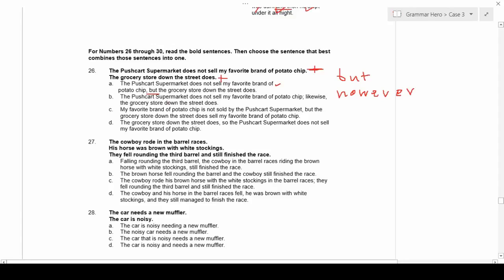The pushcart supermarket does not sell my favorite brand of potato chip. Likewise, the store down the street does. Likewise means similarly or in the same fashion. Well, these are opposites, so this one doesn't make any sense. My favorite brand of potato chips is not sold by the pushcart supermarket, but the grocery store down the street does sell my favorite brand of potato chips. Unlike this one, it's wordy. Okay? So we can eliminate it. The grocery store down the street does, so this one doesn't even make sense. So get rid of it.